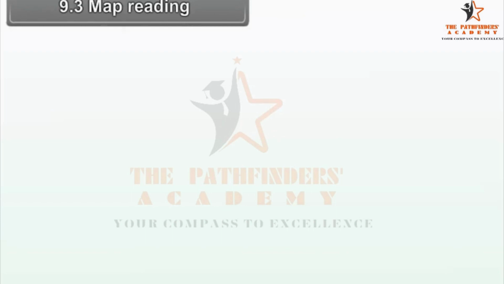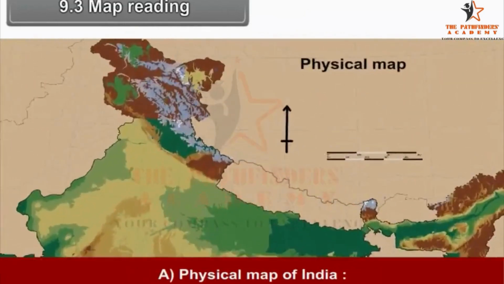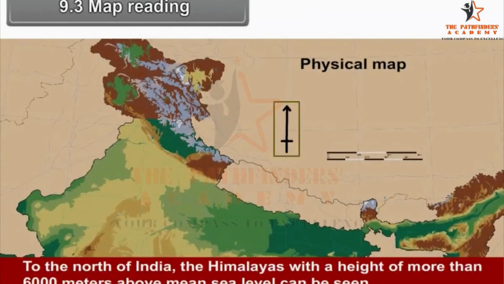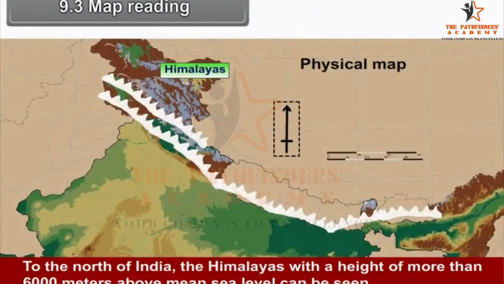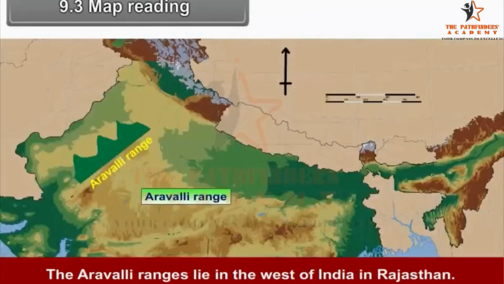9.3 Map Reading. Let us explain each map separately. A. Physical map of India. To the north of India, the Himalayas with a height of more than 6,000 meters above mean sea level can be seen. There are some hill ranges to the northeast of India. The Aravalli range lies in the west of India in Rajasthan.